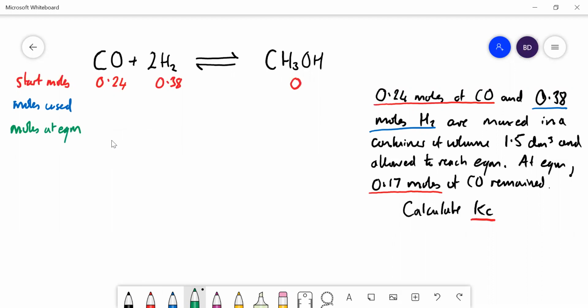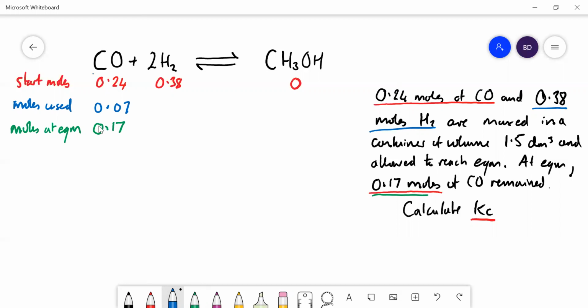Okay, so let's see what we've got. They tell us at moles at equilibrium, look, we've got 0.17 moles of the carbon monoxide remaining. So that means how much of the carbon monoxide we used up? Well, it's 0.24 minus 0.17, which is 0.07. Okay, so we've used up 0.07 moles of carbon monoxide.